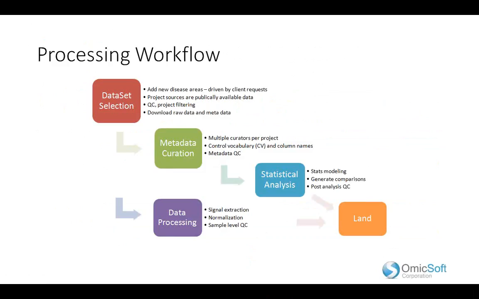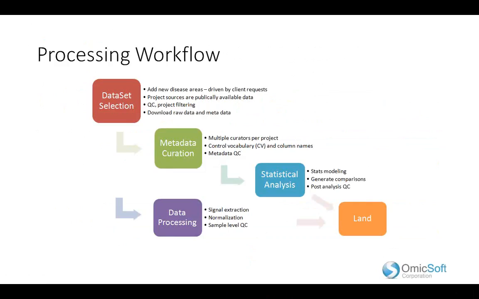For the processing workflow, we start this whole process by selecting data sets. Most of them are related to the disease area, and then we select the ones to classify. Then these projects will be tracked, and some of the projects which are not really available are filtered out. We have scripts to download the raw data and metadata from these original data sources. The metadata will go through the curation process, which I will elaborate on in later slides.